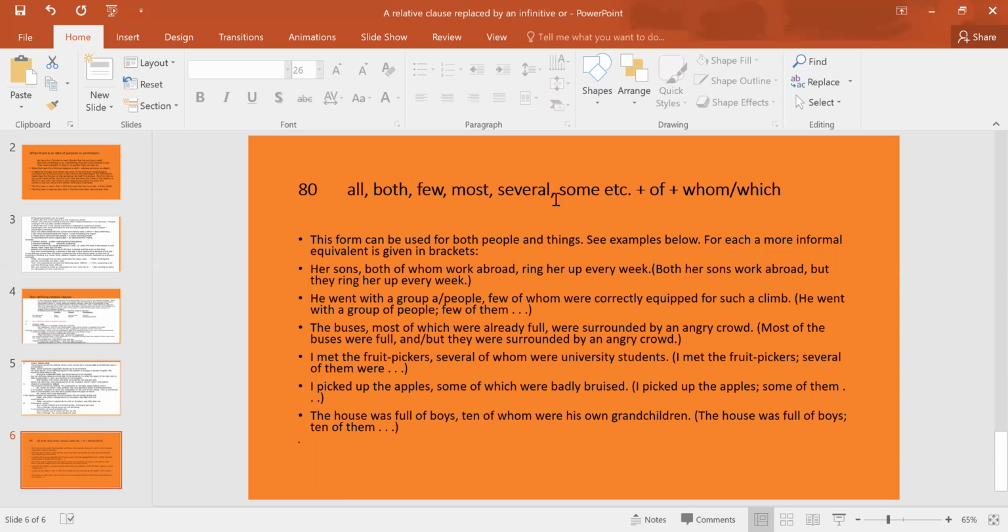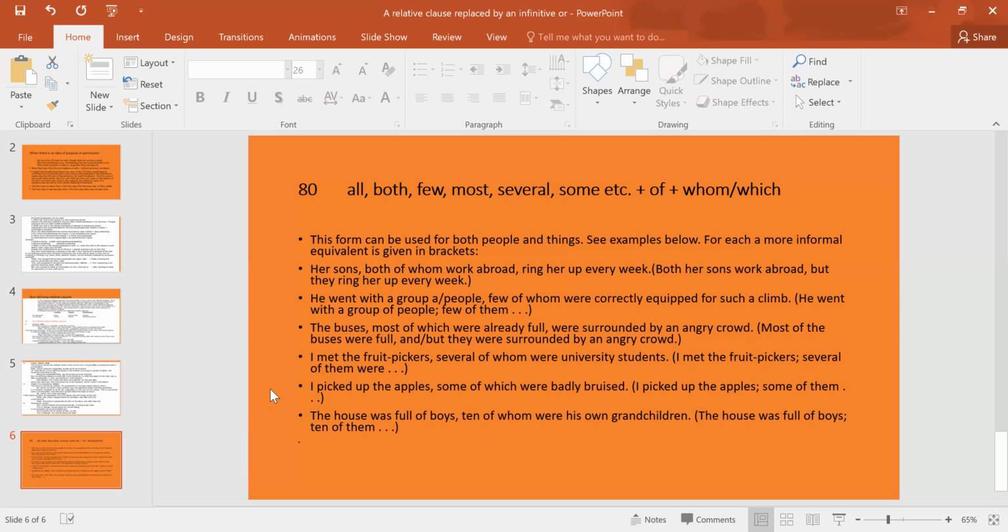For example, all, both, few, more, several, some, etc., plus of, plus whom or which. For example, her sons, both of whom worked abroad, ring her up, etc. And you can say there is an informal equivalent of these sentences. So these sentences can be used in this way as well, but informally. He went with a group of people, few of whom were, etc. Here you can also see this structure in these examples: most of which, several of whom, some of which, ten of whom, etc.